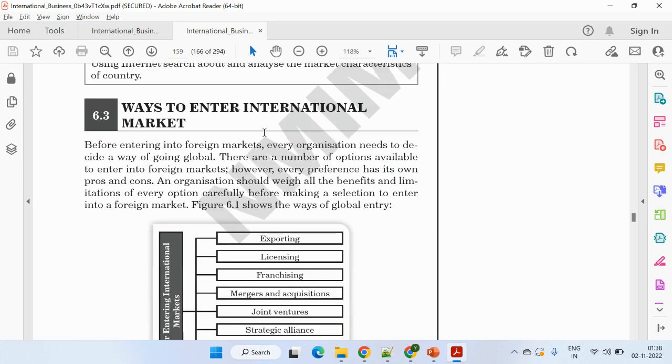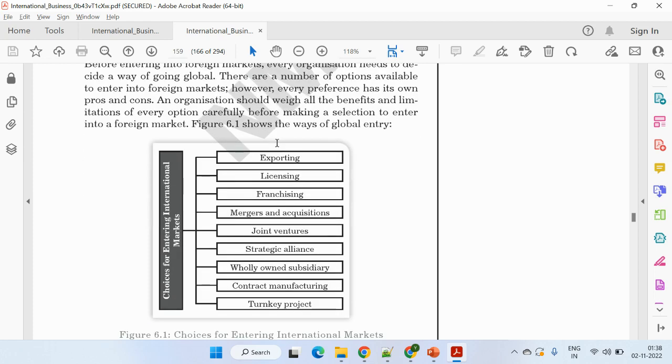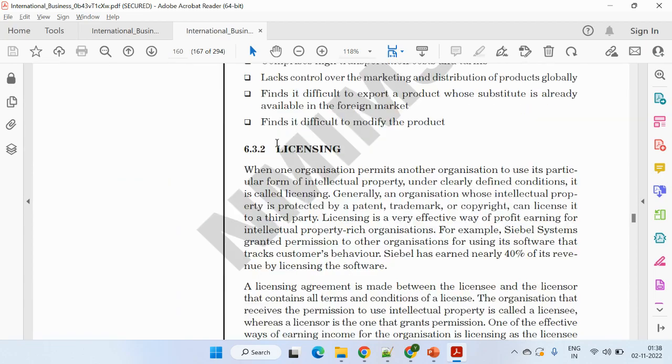If we refer to page number 159, there are different ways in which an industry or a company, any entity, enters into international business or the international market. A couple of them which are mentioned: one is exporting, second is licensing, third is franchisee, fourth is mergers and acquisitions, next is joint ventures, then strategic alliance, then wholly owned subsidiaries, contract manufacturing, and turnkey projects. Just read all this stuff.